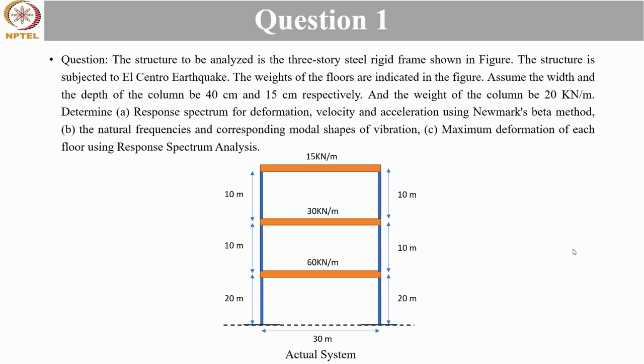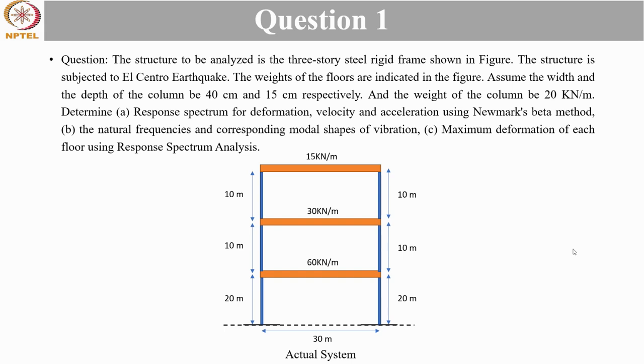The structure to be analyzed is a three-story steel rigid frame as shown in figure. The structure is subjected to El Centro's earthquake. The weights of the floor are indicated in the figure. Assume the width and the depth of the column be 40 centimeter and 15 centimeter respectively. The weight of the column be 20 kilonewton per meter.